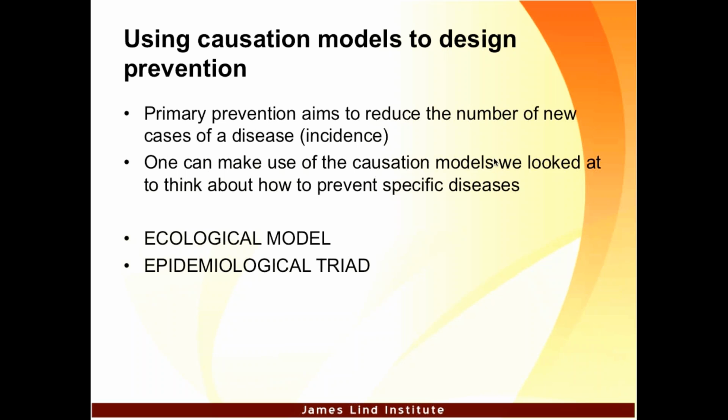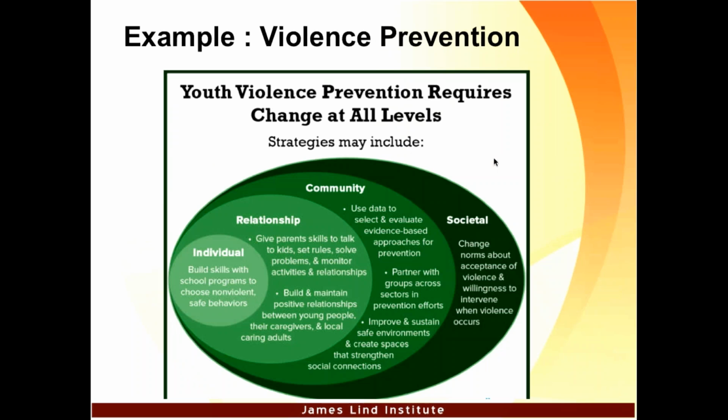In terms of violence prevention, here's an example of a strategy for prevention that is using the ecological model to design its preventive interventions. At the individual level, to prevent youth violence, one of the interventions will be building skills with school programs to choose non-violent safe behaviors. So you're basically equipping people with coping skills and conflict resolution skills, improving the skills of individuals.